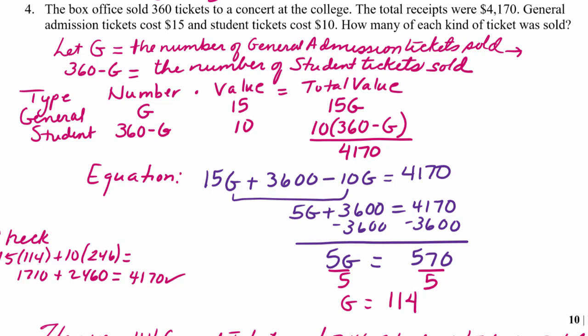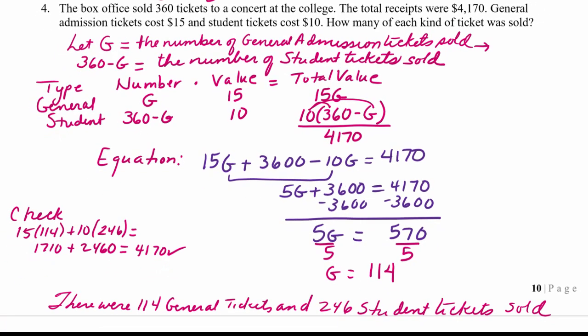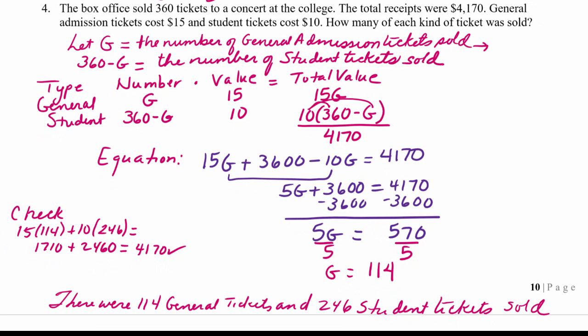And my equation ended up being 15G plus, I went ahead and distributed this 10. Here, distribute, so 3,600 minus 10G equals 4,170. Combining the like terms, you get 5G plus 3,600 equals 4,170. And then subtracting, we get 5G equals 570. Dividing, we get G equals 114. There were 114 general tickets and 246 student tickets sold.